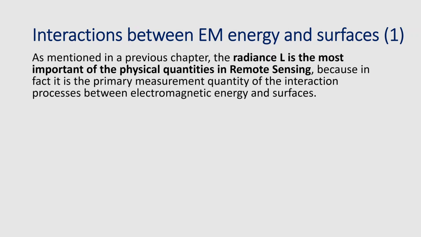So, as mentioned in a previous chapter, the radiance is the most important of the physical quantities in remote sensing, because in fact it is the primary measurement quantity of the interaction processes between electromagnetic energy and the surfaces. You remember when we mentioned the different radiometric quantities, we mentioned that the detectors mounted on board the sensors of the satellites are mainly recording radiance that is coming from the Earth's surface.